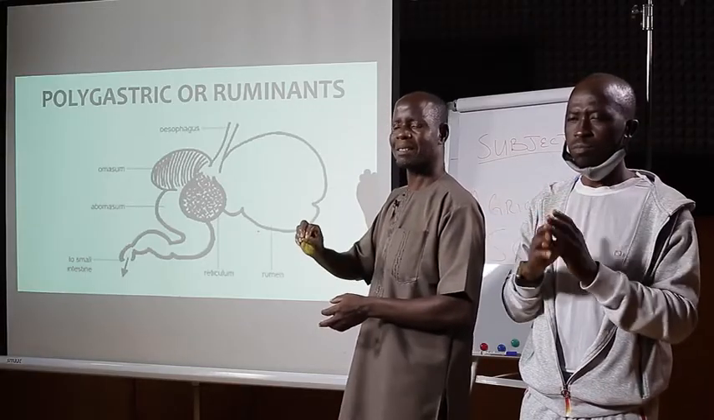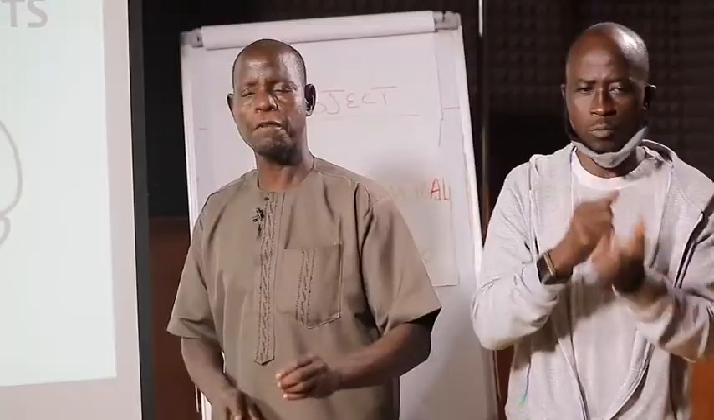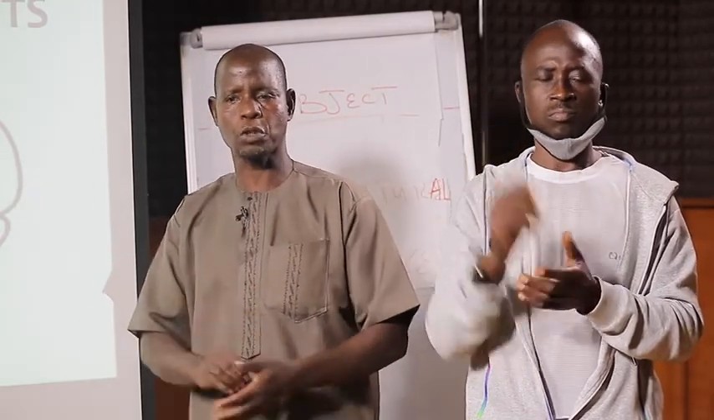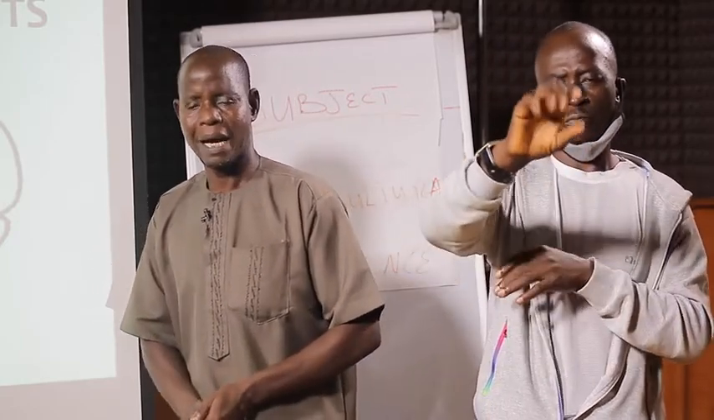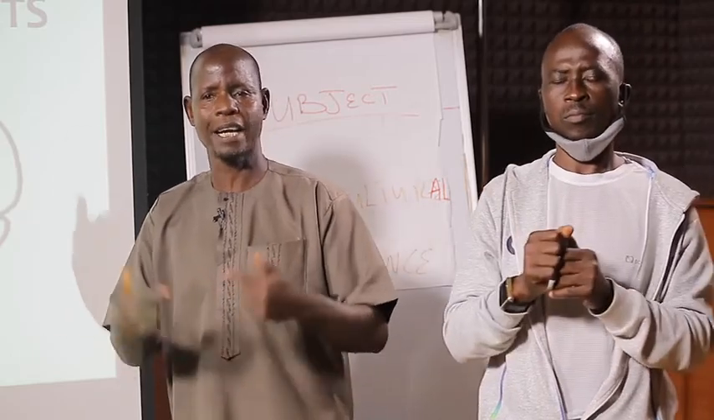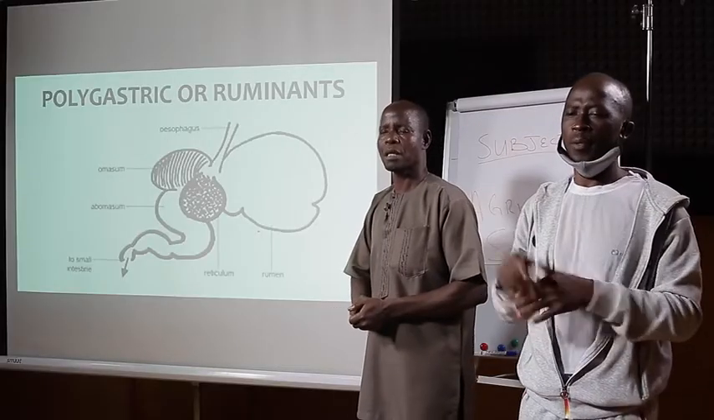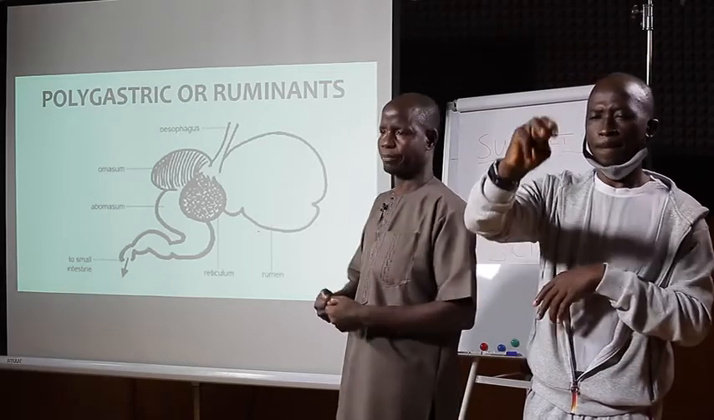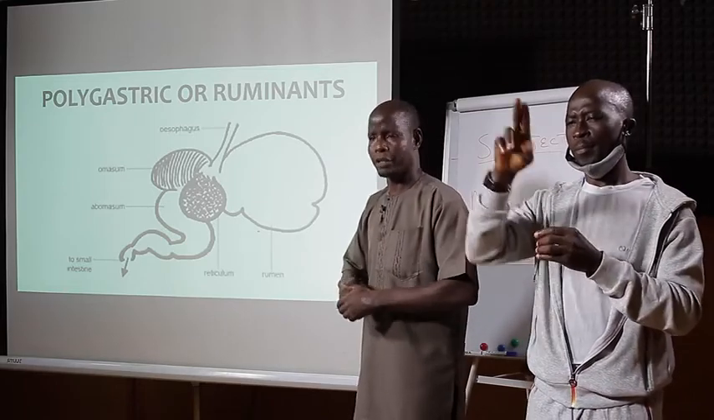But there are some important activities that take place in the rumen with the help of bacteria and protozoa. What are these activities? The bacteria and protozoa will change the feed into fatty acids. Examples of these fatty acids are butyric acid, acetic acid, and propionic acid. Then these acids will be absorbed by the ruminants. These microorganisms also synthesize protein known as microbial protein. And this microbial protein will also be absorbed by the wall of the rumen for the animal's use.